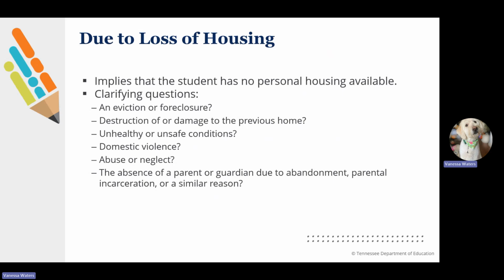Maybe it was abuse or neglect. The absence of a parent or guardian due to abandonment, parental incarceration, or a similar reason could all be reasons why the student would be eligible for McKinney-Vento services. Again, each determination is case by case and you would need to talk with the family or unaccompanied homeless youth to determine eligibility.